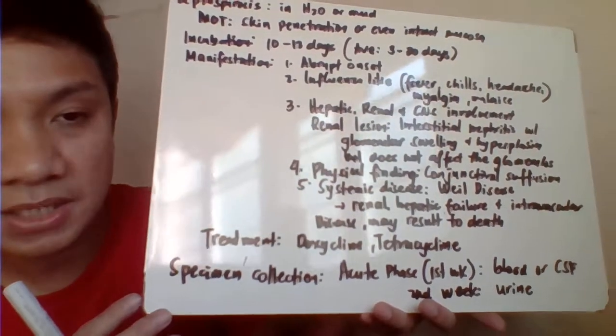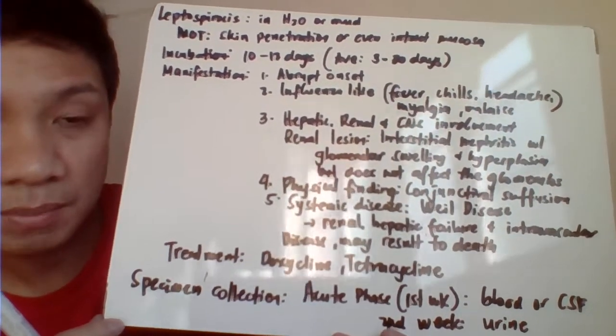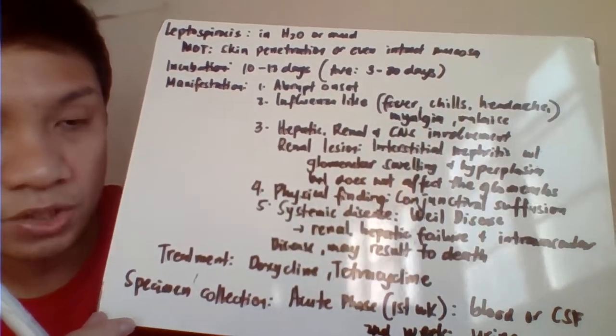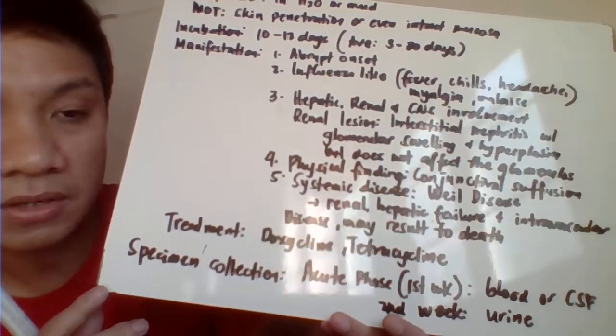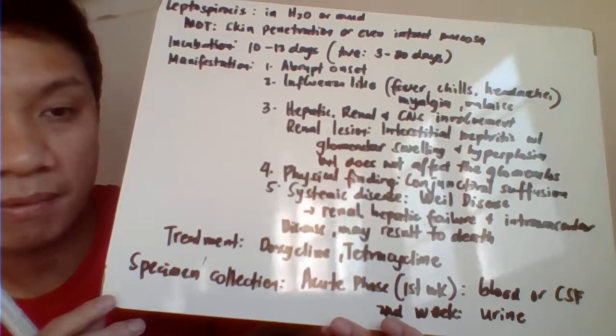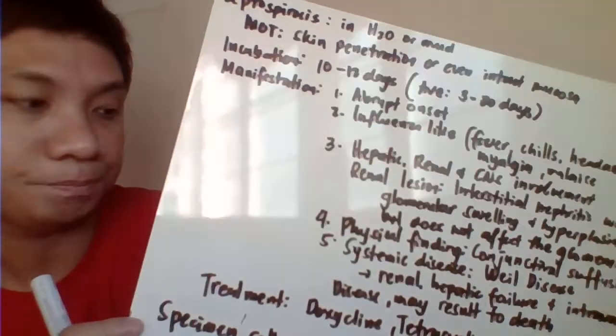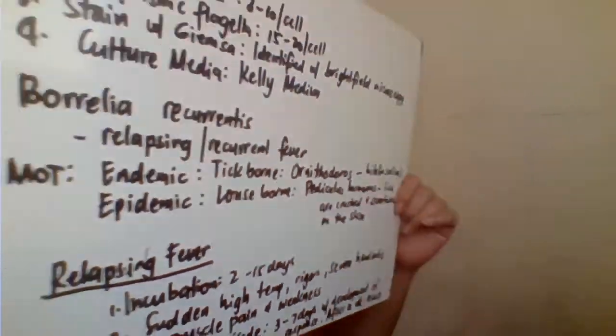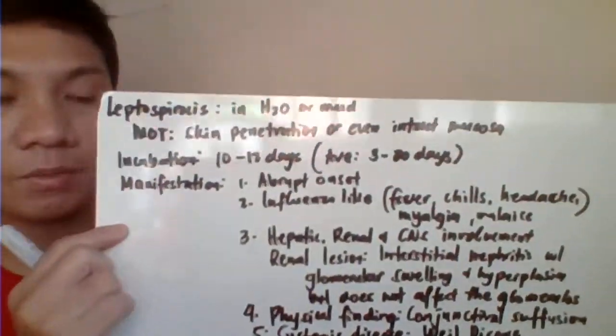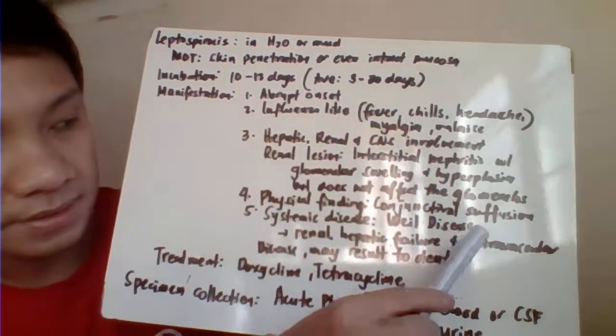Okay, specimen collection. The best specimen to collect during the first week of infection would be the blood and even the CSF. On the second week, you can have your urine as your sample for diagnosis of the infection. Okay, the systemic disease, anyway, you call it Weil's disease.